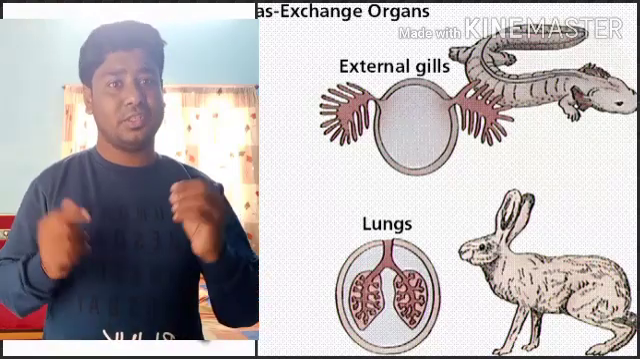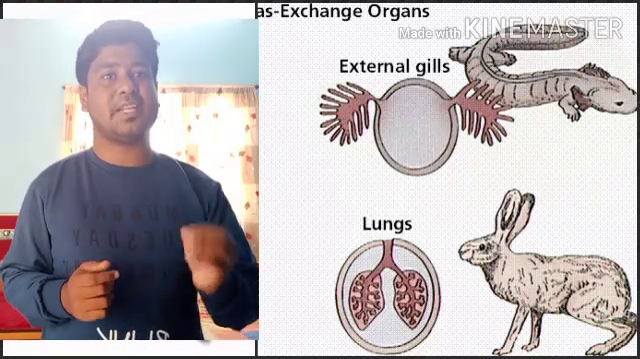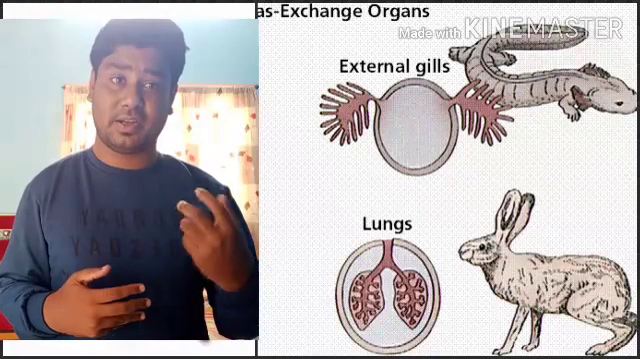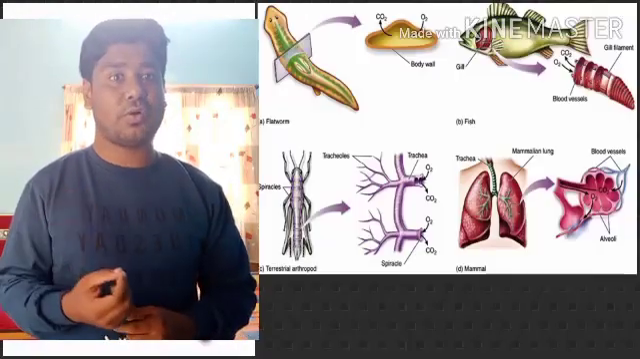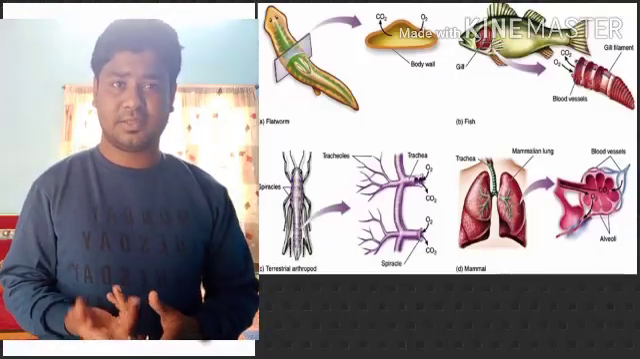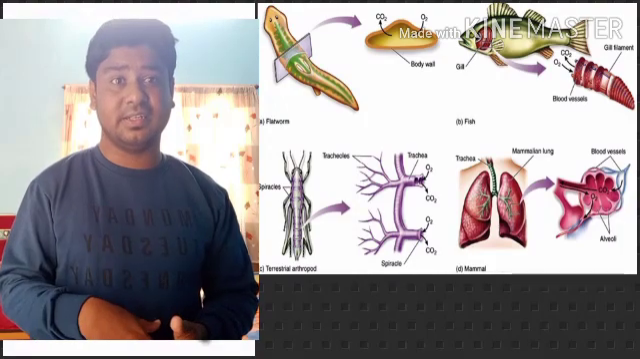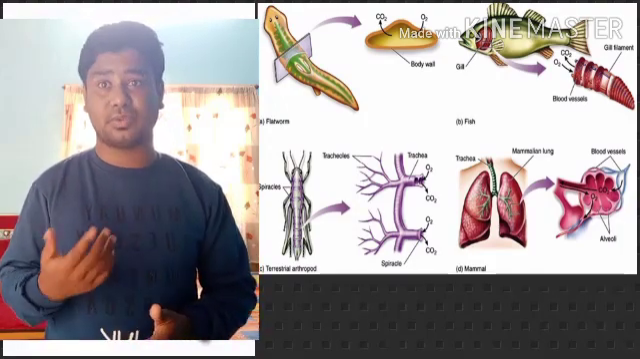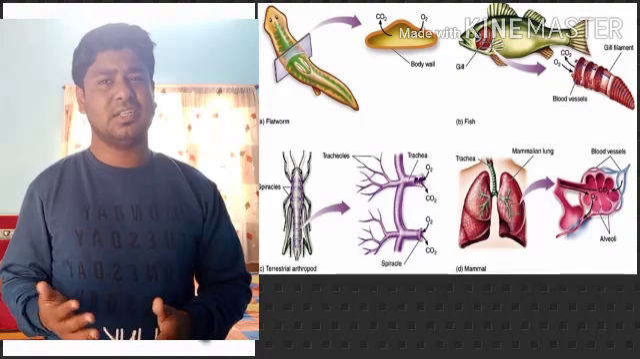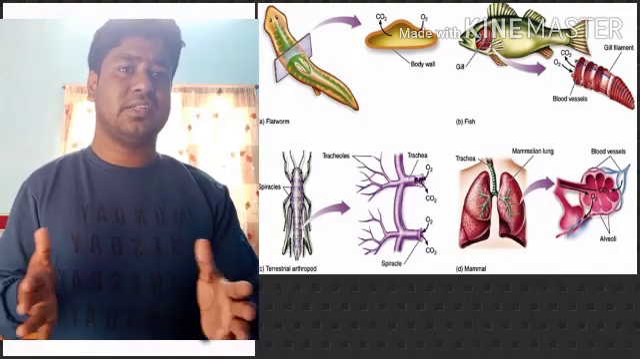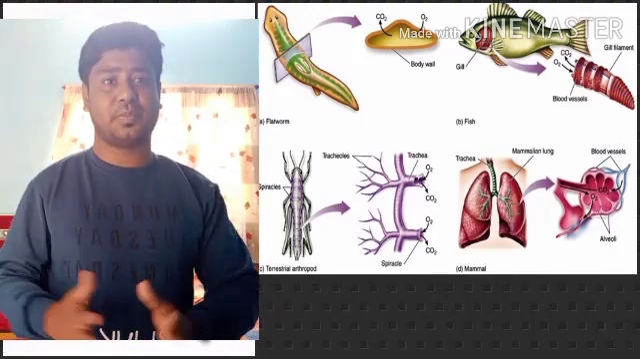For more information, you should refer to the respiratory organs of different organisms. Like in cockroach, we have spiracles. Some organisms breathe through skin, like frog. Frog can breathe through skin as well as it has lungs. So those things you have to refer. So these are the important parts of respiration.